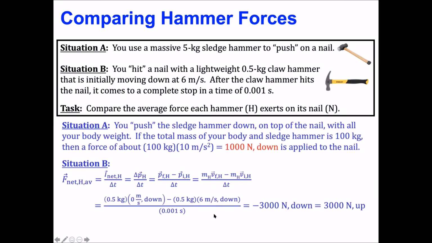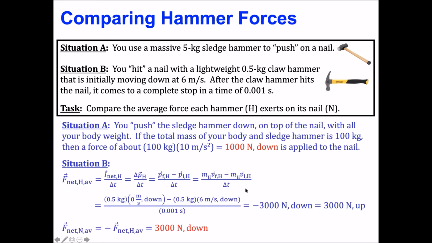And when we divide that momentum difference by the impact time that the hammer makes with the nail, we'll find out that the average net force that the hammer experiences as it interacts with the nail is negative 3,000 newtons in the downward direction, or since minus down is the same as the direction up, it'll experience a 3,000 Newton force up. Well, that's what acts on the hammer. We want to know what type of force the hammer exerts on the nail.